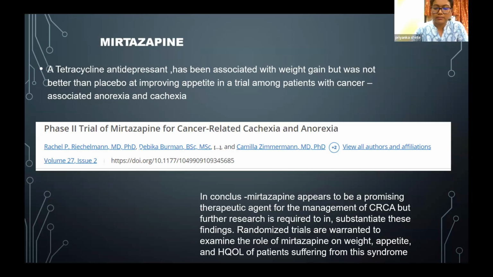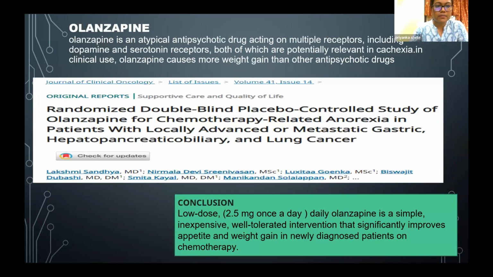Then olanzapine. Olanzapine is an atypical antipsychotic drug acting on multiple receptors, including dopamine and serotonin receptors, both of which are potentially relevant in cachexia. In clinical use, olanzapine causes more weight gain than other antipsychotic agents.